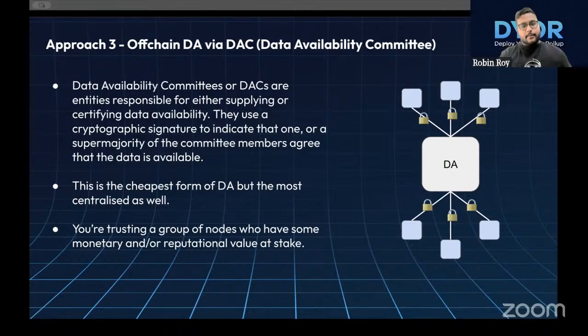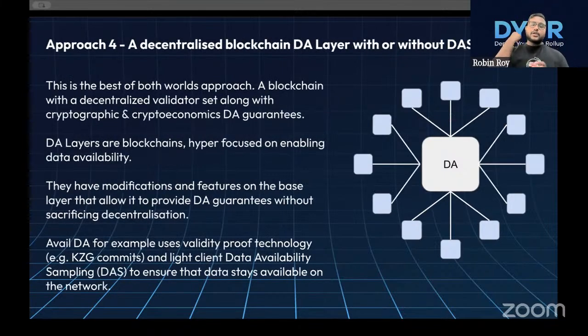And then what is the middle ground that we have? We don't want it to become centralized, but we also don't want it to be expensive. What is the middle ground here, right? The middle ground is to have a blockchain DA layer that is hyper optimized for data availability, and which can use data availability sampling or not use data sampling. I'll go over what DAS means soon. But essentially, we have an off-chain component, but this off-chain component is a layer 1 blockchain itself, with its own consensus, validator set, and other security guarantees that give it both cryptographic and cryptoeconomic guarantees, right?